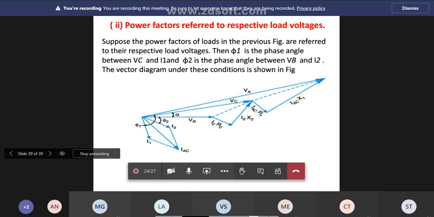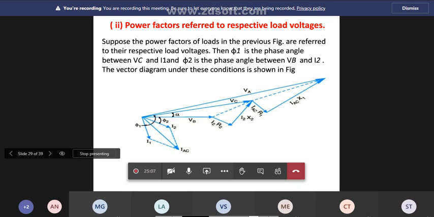Power factor referred with respect to load voltage: these three persons, Sesi, Chanakya, Mohan Reddy, have their individual voltage drops calculated. Now we have to calculate the total load voltage, the combined load voltage of the three members. So now we have their three individual power factors and the combined power factor, and we take the difference. Theta 1 minus theta 2 is nothing but alpha.